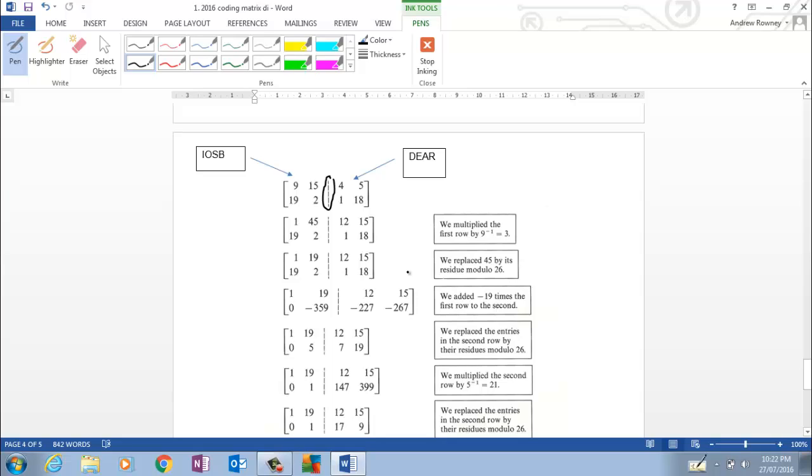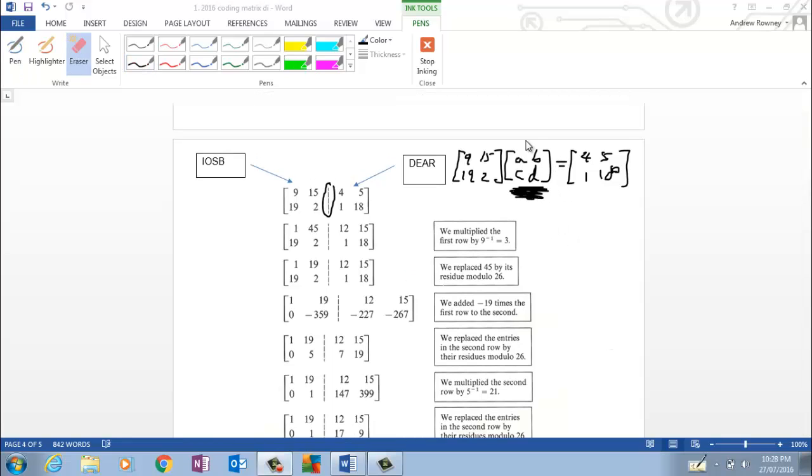This is a shorthand, called an augmented matrix. It really stands for this: 9, 15, 19, 2, multiplied by the matrix we're trying to work out, say A, B, C, D. They are the unknowns we're trying to find. When you multiply those two together, we get the original dear, 4, 5, 1, 18. So we're going to be working out the decoding matrix, this matrix here. This is the matrix we have to post-multiply by to get the original message, and then we can use that to decode everything in the sentence.